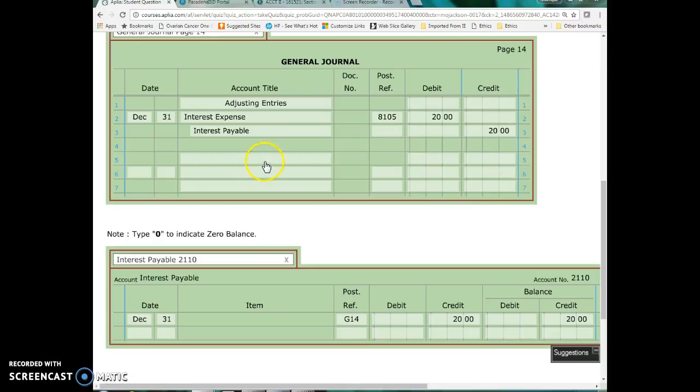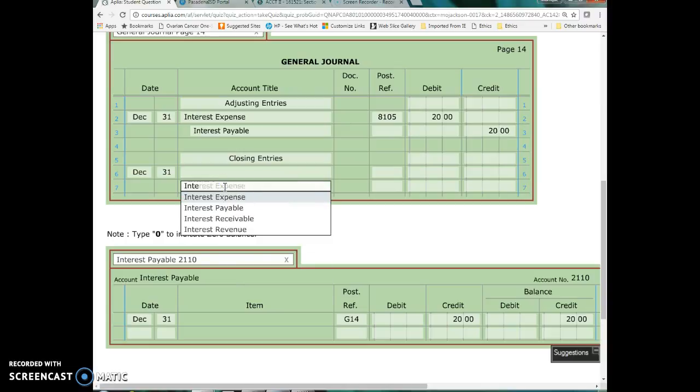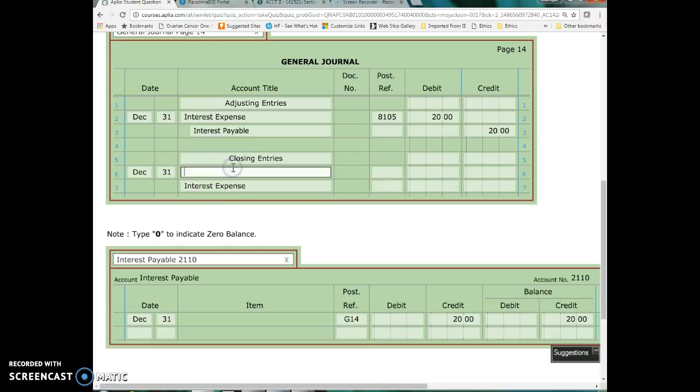Now we have to post our closing entry for interest expense. So we're closing interest expense. Closing entries, at the end of the year, December 31st. So when we close our expenses, we have to credit those. So we credit interest expense and debit income summary. Memories from way back when. Did you catch this? I need to put my account number for interest payable up here, 2110.